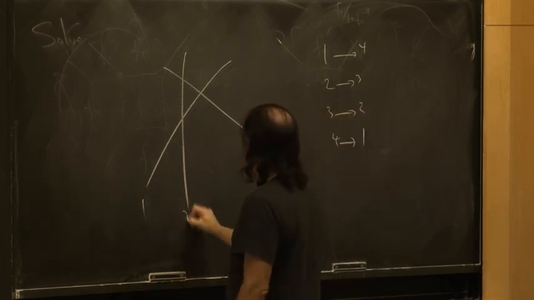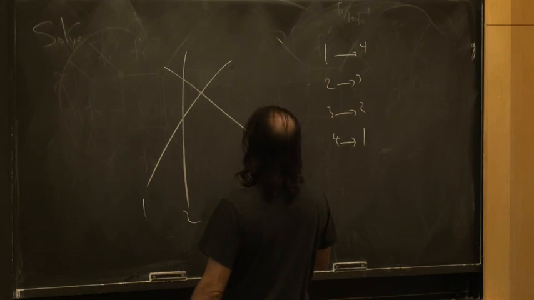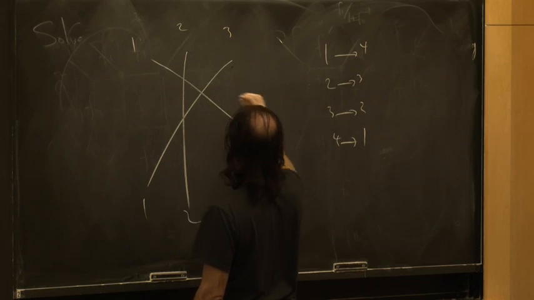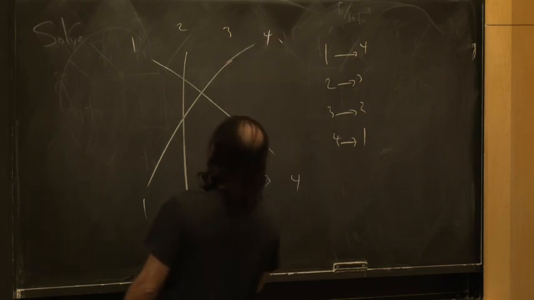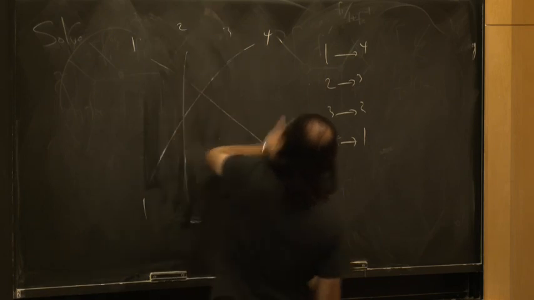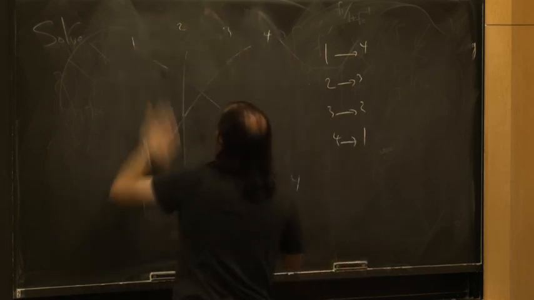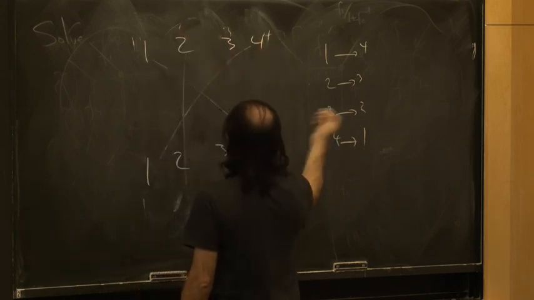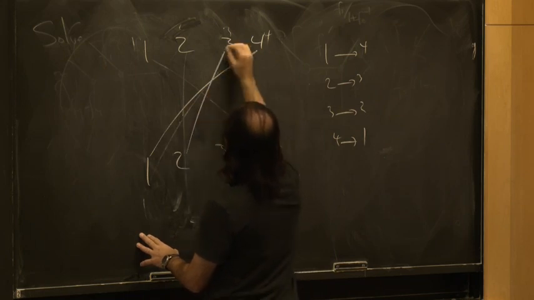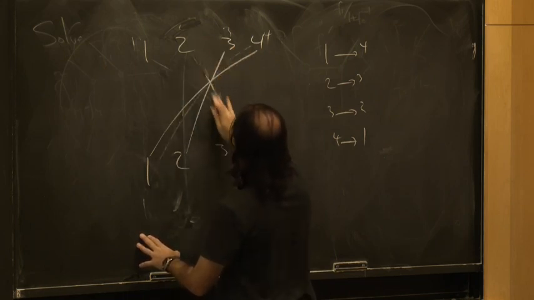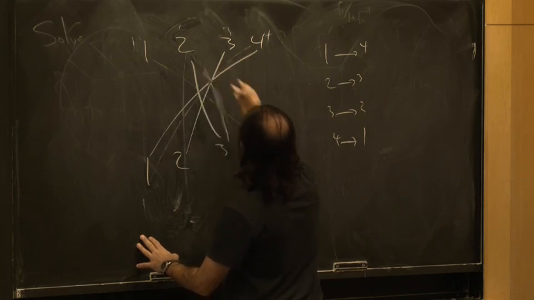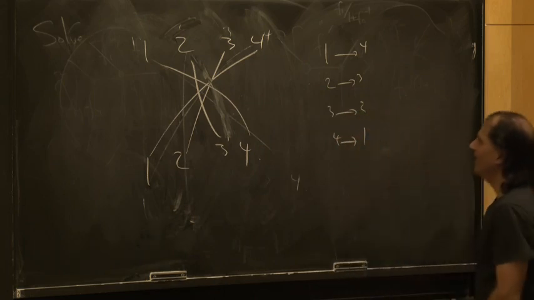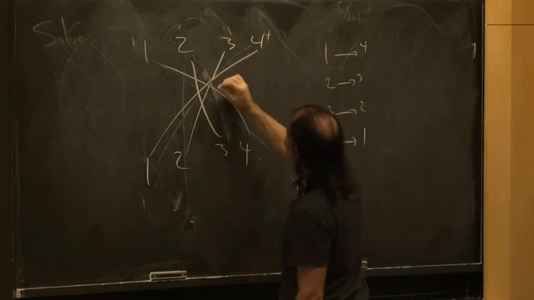Then I would just write down 1, 2, 3, 4, and 1, 2, 3, 4, and I'd just draw the permutation. 1 to 4, 2 to 3, 3 to 2, and 4 to 1. Okay. Very hard to avoid bad crossings in this picture.